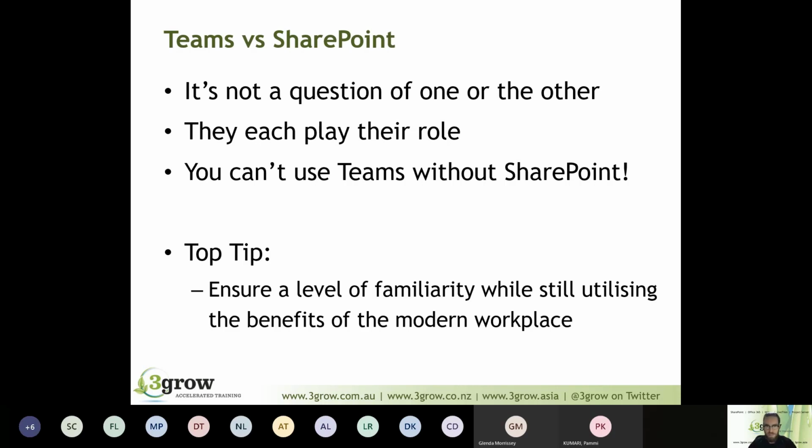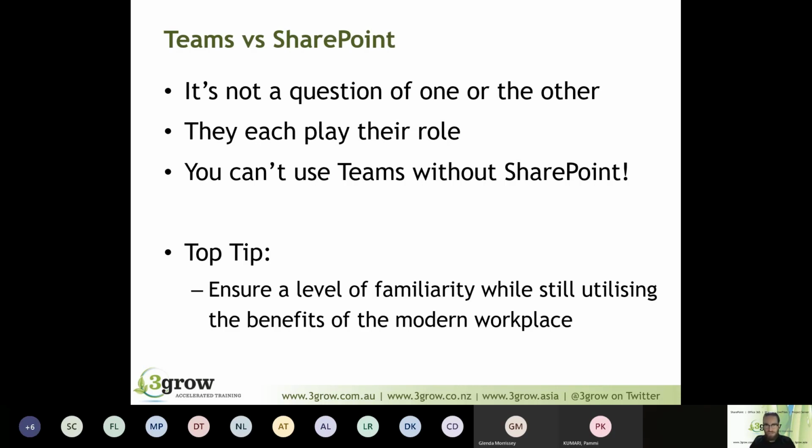While we're here, a bit of a top tip just thrown in there, which is ensuring a level of familiarity. So we talked about those different categories of people that we need to get on board. Some of them are easy to get on board. Some of them are not so easy. So for example, the old dogs and the 9-to-5ers, we need to ensure there's a level of familiarity.